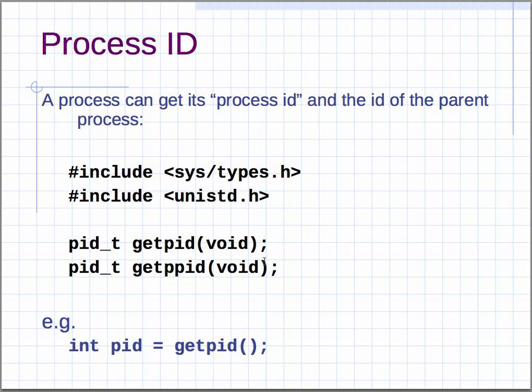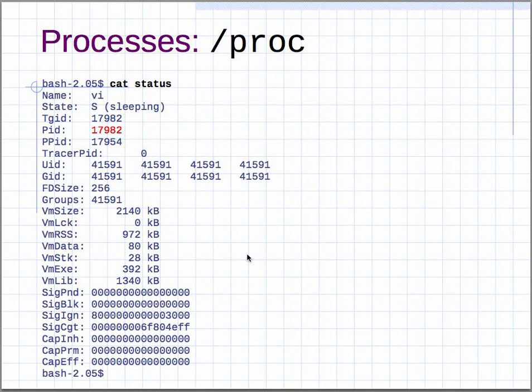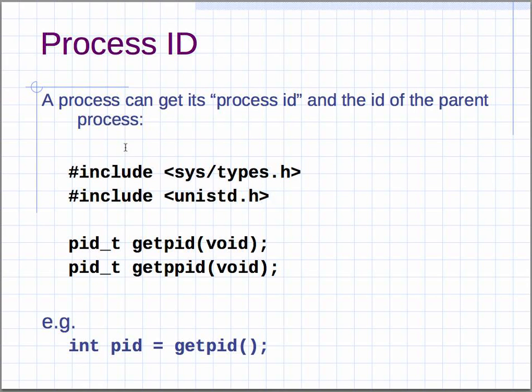So now let me just go back to the /proc discussion, and remember, when we go to the folder or directory associated with a process, you can cat status, and you can see the process ID of the current process and also the process ID of the parent. In this case, it was the vi program, which was running under bash, and so the parent process ID, PPID, was the process ID of the bash shell. So typically that's going to be the case, though not always. We'll see situations where the parent will be something else.